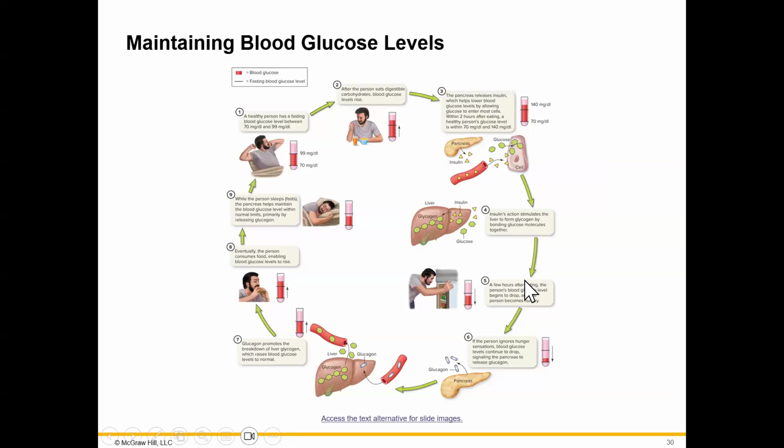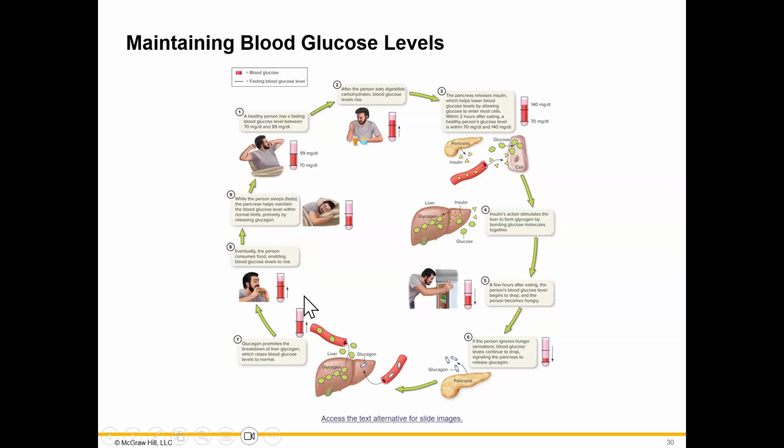Okay. A few hours after you eat, your blood glucose begins to drop. You begin to feel hungry again. If you don't eat, then your pancreas has to release glucagon, which is the hormone that is going to cause your liver to release that glycogen so you can add more glucose to your bloodstream and maintain your blood glucose until eventually you do eat. Okay. And then the cycle continues.